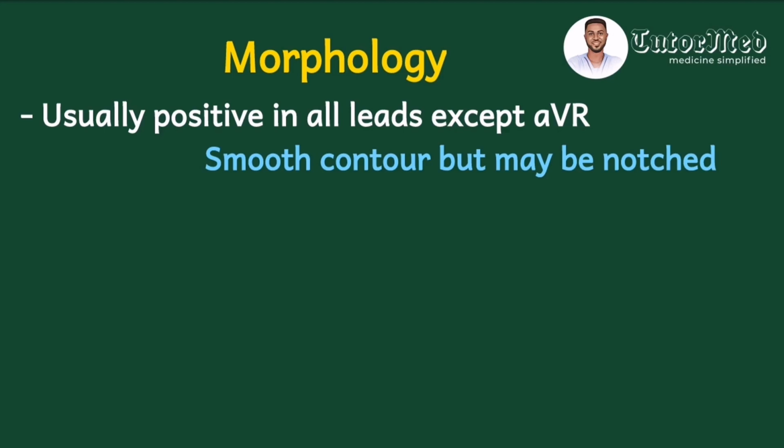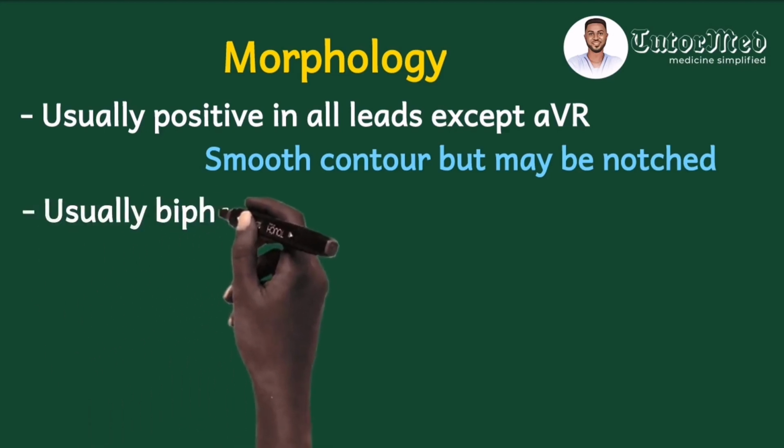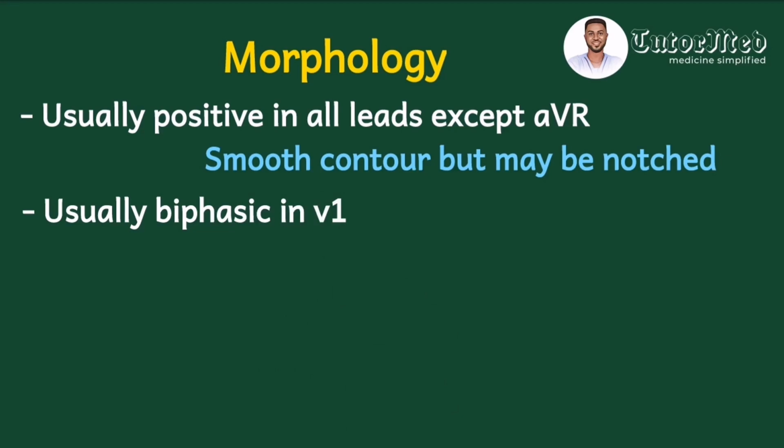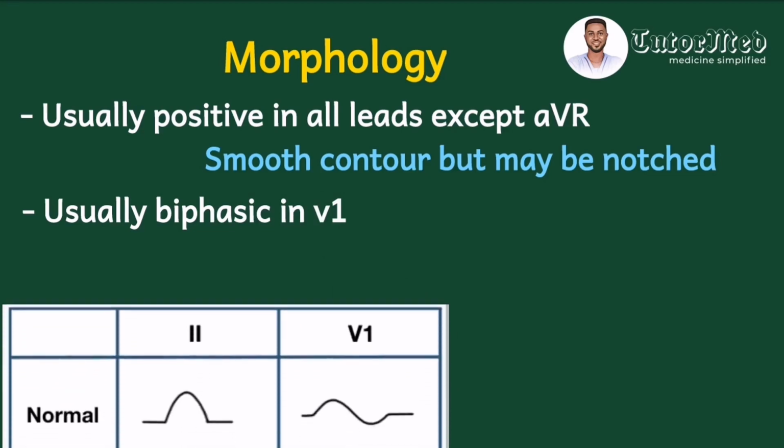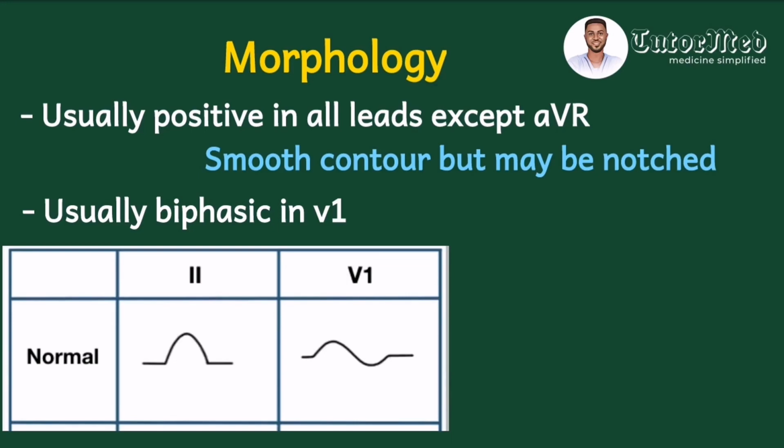And this occurs in all leads except for lead V1, in which the P wave is biphasic, meaning it has a positive and a negative component. We will demonstrate this normal morphology using this diagram. So this diagram shows the P wave in leads 2 and V1.